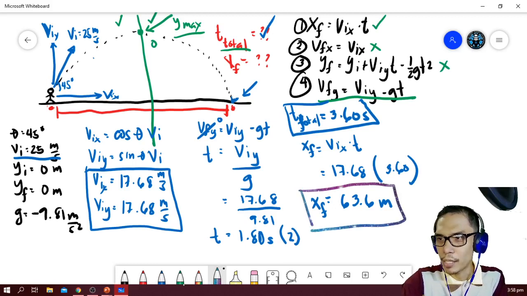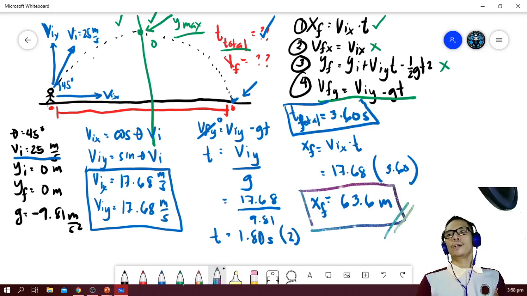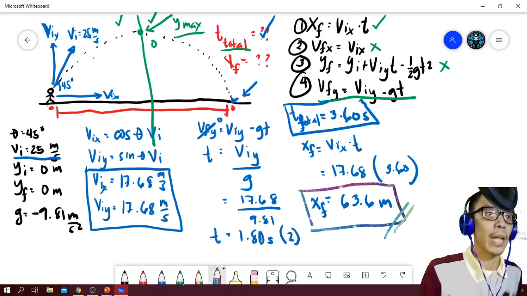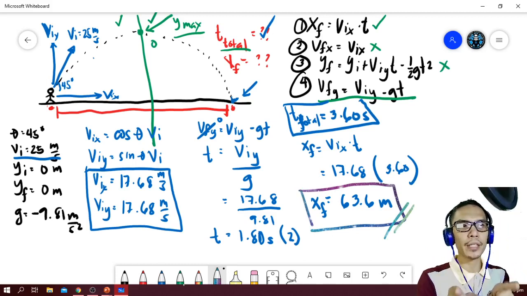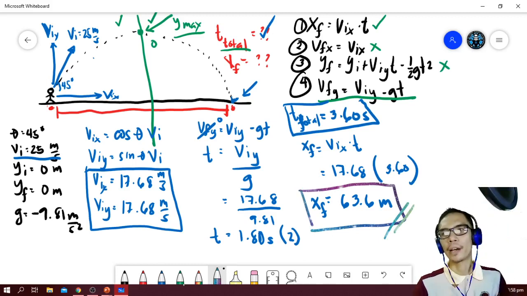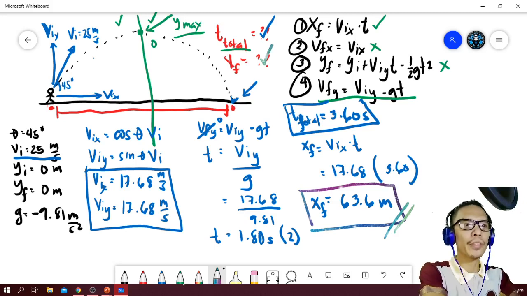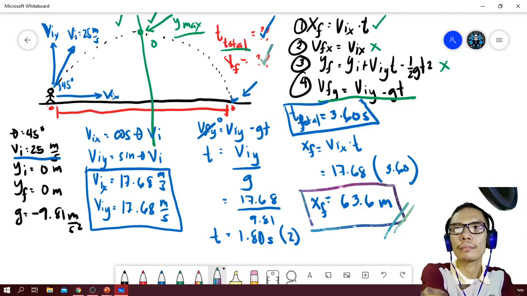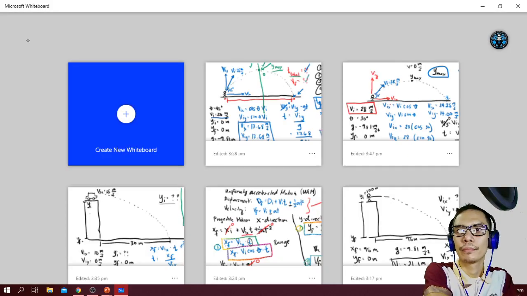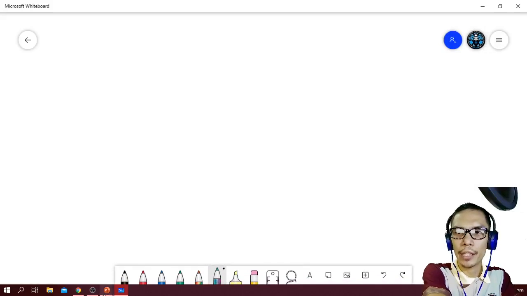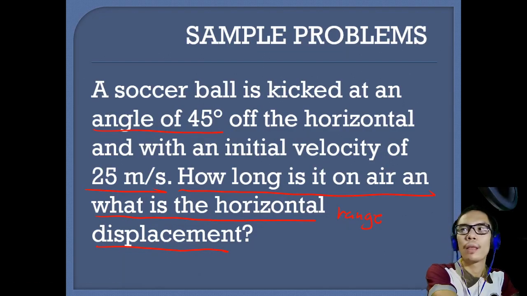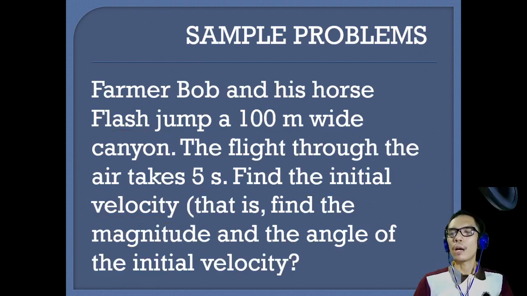Okay, so there you have it, guys. Alright, so 63.6 meters is our range for this problem that you have. Okay, so we already now answered this question. Okay, so let's move on to the next problem. Okay, let's have another whiteboard and let's read the next problem.